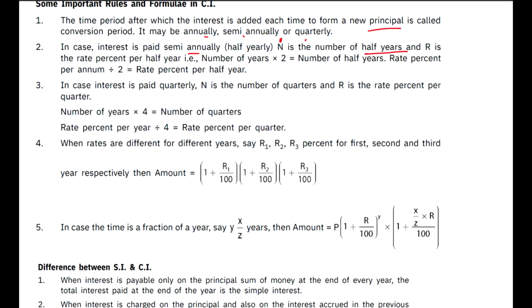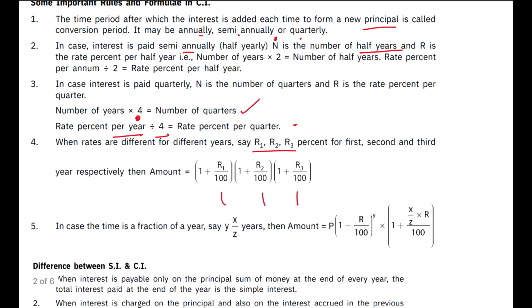Okay, and the rate per year will also get divided by 4, so the number of intervals will increase by 4, and the rate per annum gets divided by 4. Now when the rates are different for different years, let's say R1, R2, R3, then we use the formula of writing these terms separately. When the rate of interest was the same, we were just raising it directly to the power of the years. But here the rate of interest is different, so we multiply them separately.